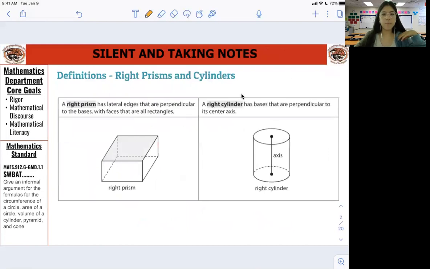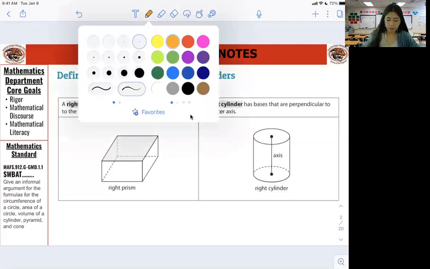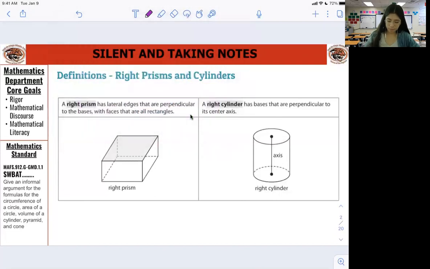All right, so let's start with a couple of definitions. We have prisms and cylinders. And what I want you guys to do in your notebook is write the definition, and do your best to do a little bit of a sketch of what these things look like. I'm sure you've seen them before. So a right prism has lateral edges that are perpendicular to the bases, with faces that are all rectangles. Now, the right prism has another name, and it's just rectangular prism.